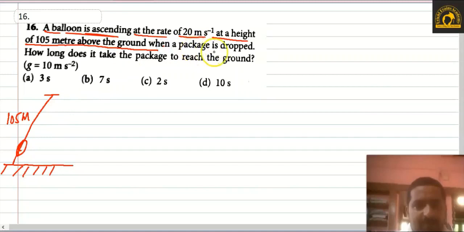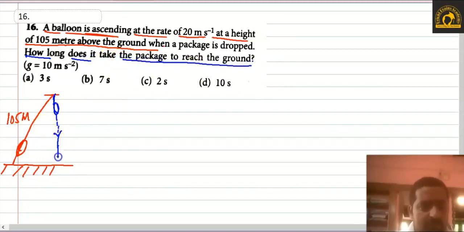So when a package is dropped, let's see when it is dropped. Now the package is dropped from the balloon. How long does it take the package to reach the ground? So how much time is required to reach the ground from this position to this position?